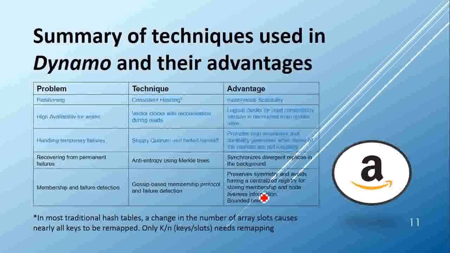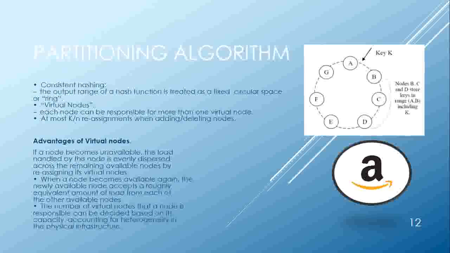Yes, so moving on, this is the partitioning algorithm, which is consistent hashing. In consistent hashing, the output range of a hash function is treated as a fixed circular space, that is, a ring, which we also studied in our classes. It is a ring-based algorithm which uses virtual nodes. Each node can be responsible for more than one virtual node. It is k by n assignments when adding and deleting nodes. So yes, the advantage of virtual nodes is that it is easy to add and delete nodes.